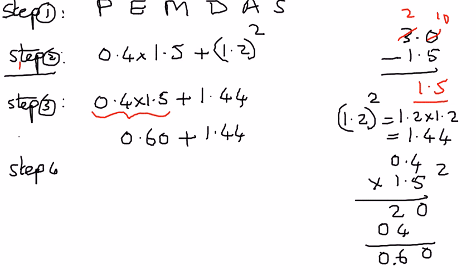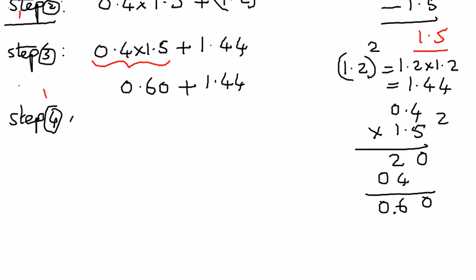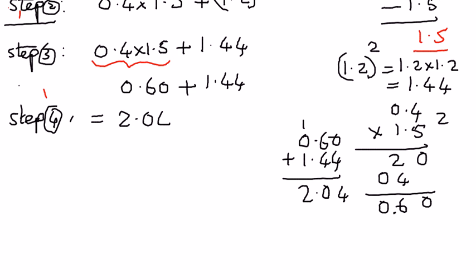And then step 4, according to our step 1, we perform the multiplication. There is no division. We need to perform the addition. There is no subtraction. So we go back here and take these two numbers. We want to add these two numbers, 0.60 plus 1.44. 4 plus 0 is 4. 6 plus 4 is 10. We carry the 1, write the 0 there. 1 plus 1 is 2. So therefore this value comes out as equal to 2.04. So 2.04 is our answer.